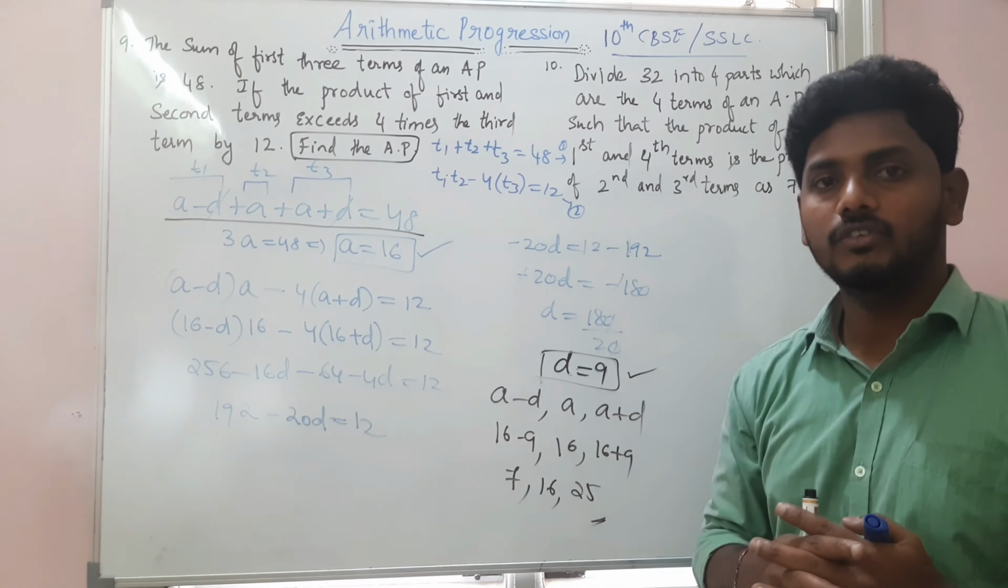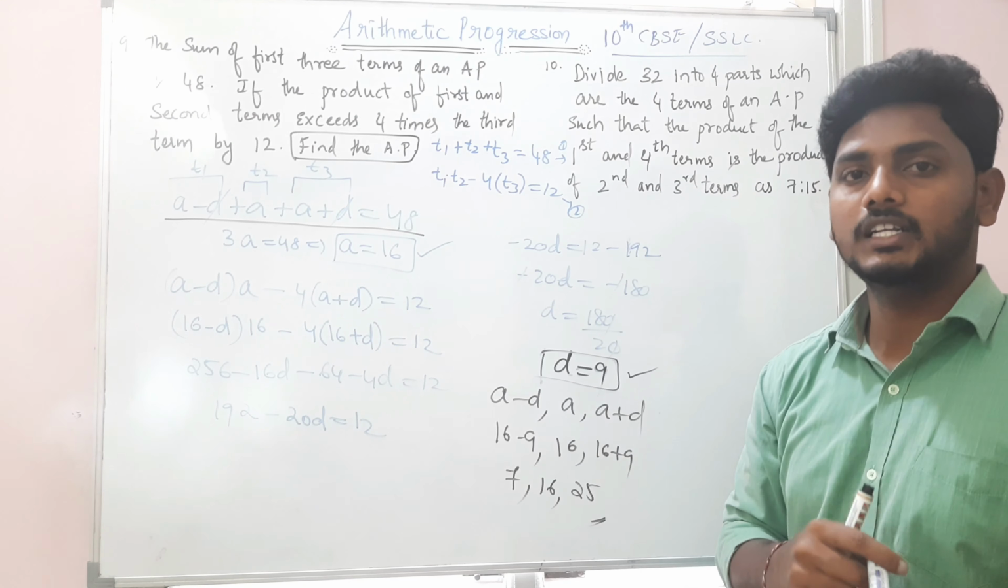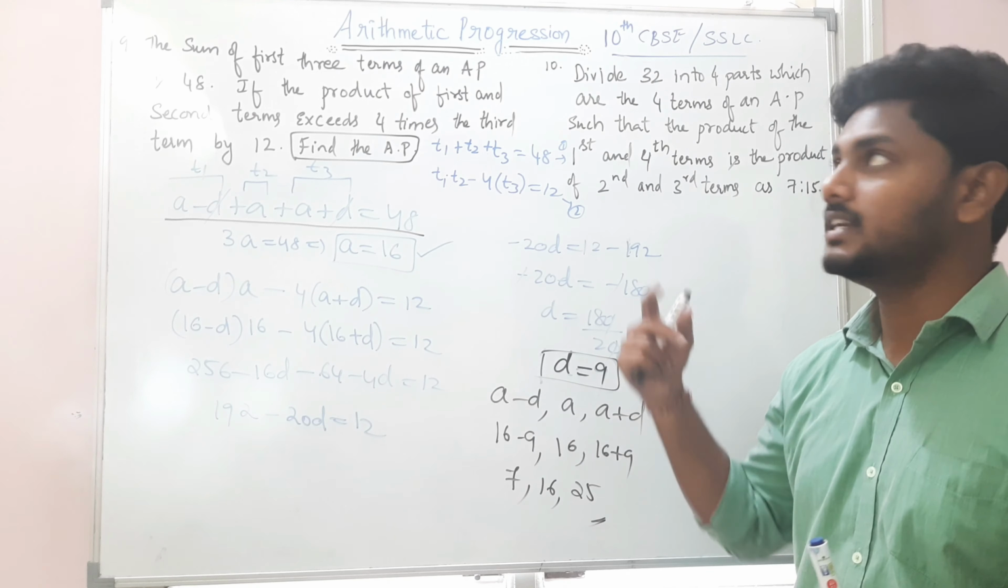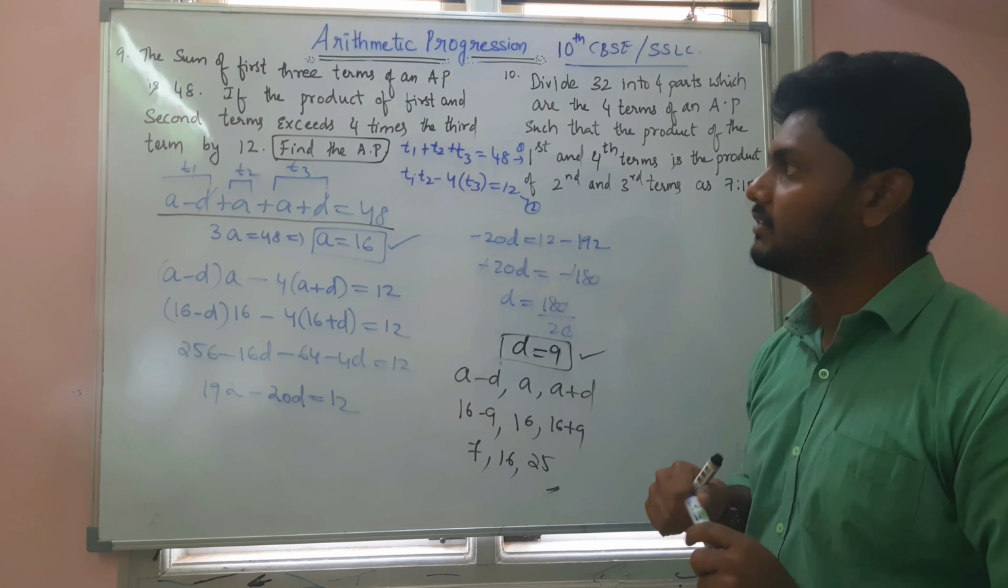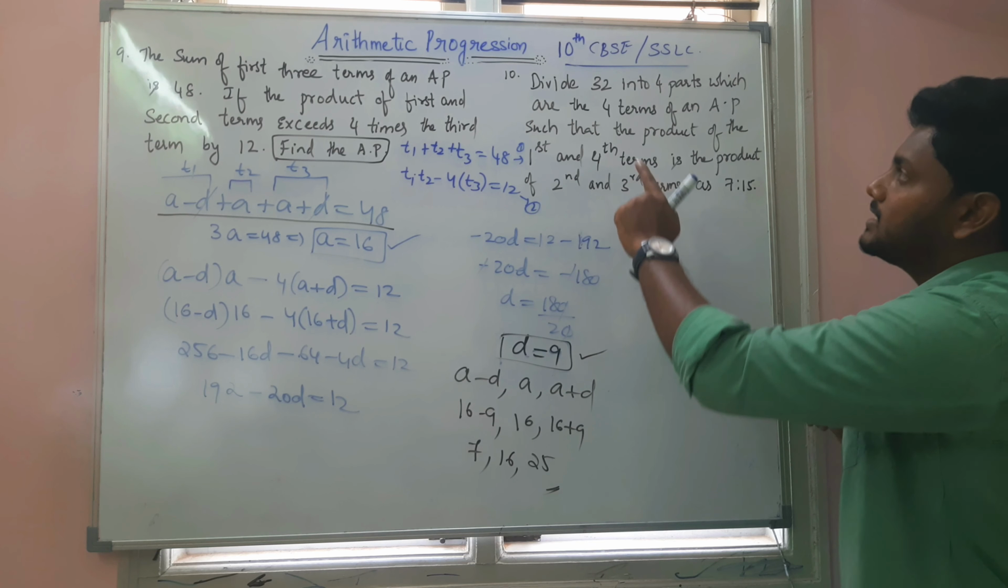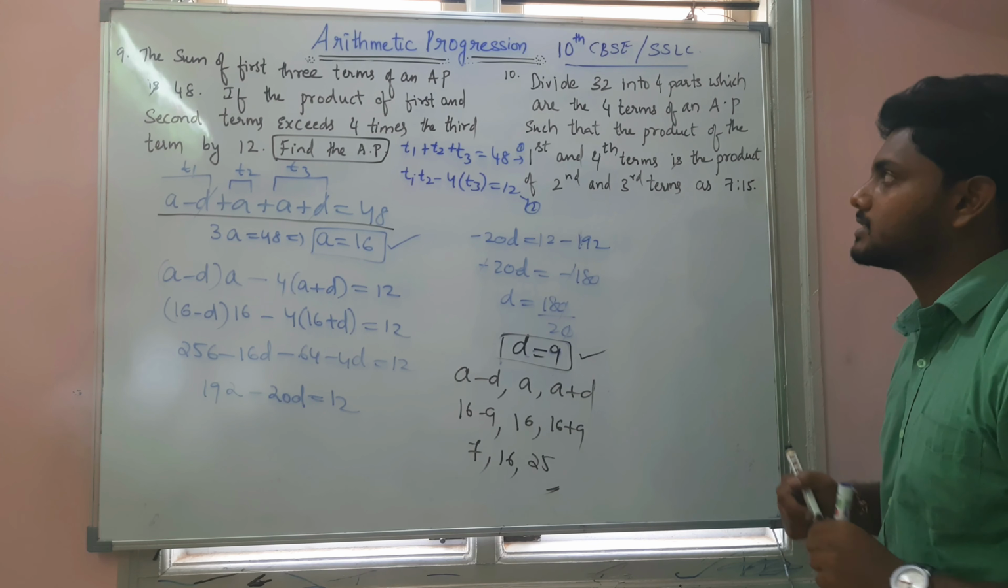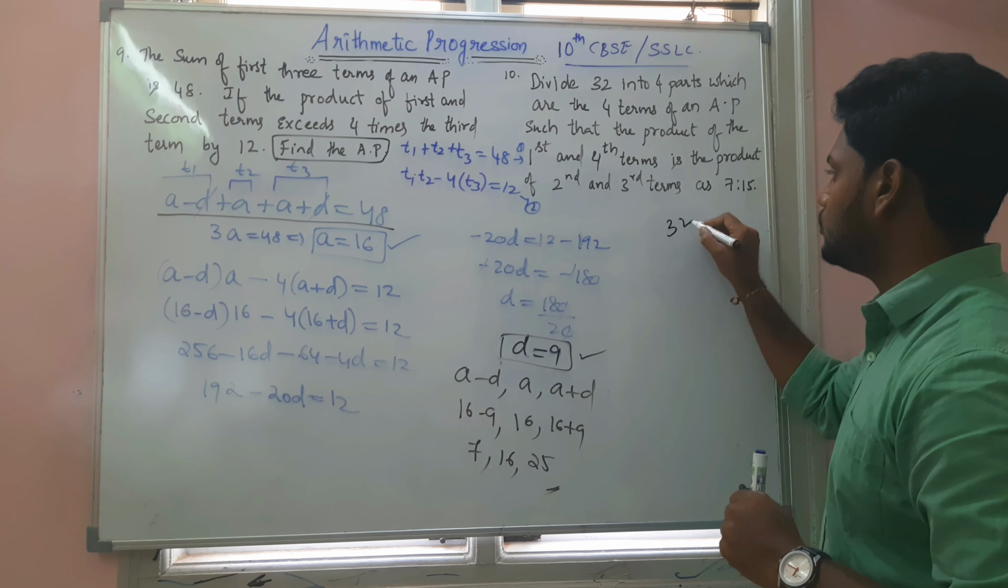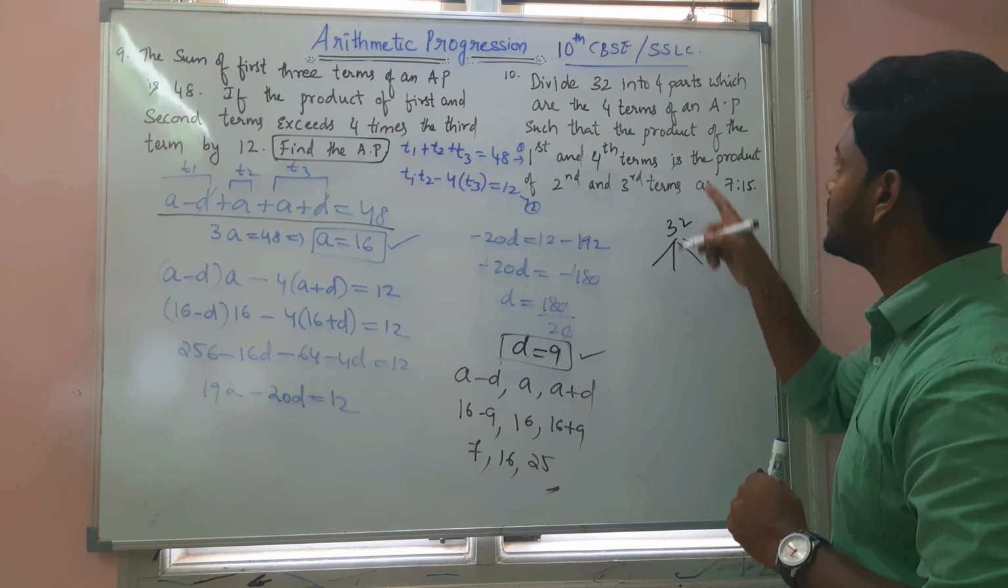Any of your friends, if they have done it, will tell you in the comment box, or else I will personally tell you the answer if you message me. Okay, so the question is, divide 32 into 4 parts. Divide 32 into 4 parts, understand?